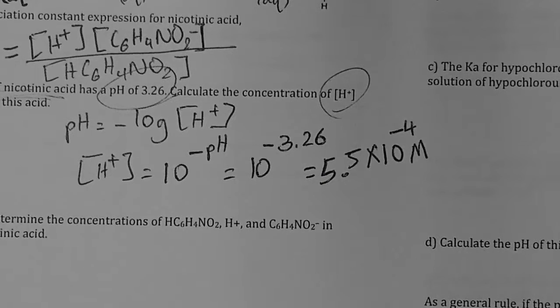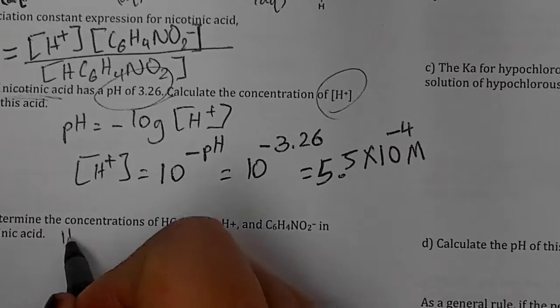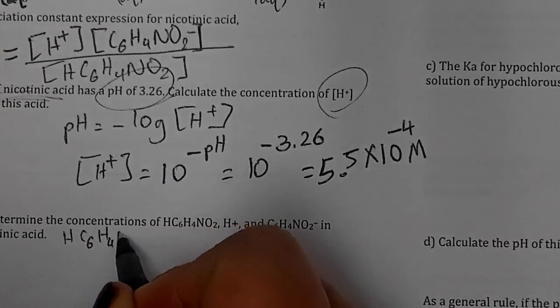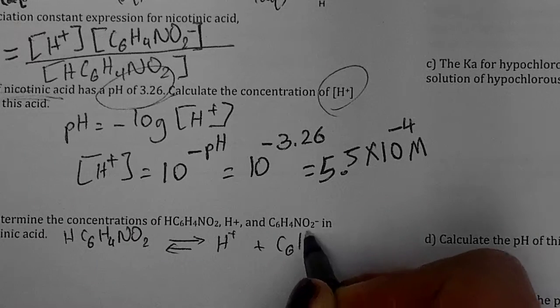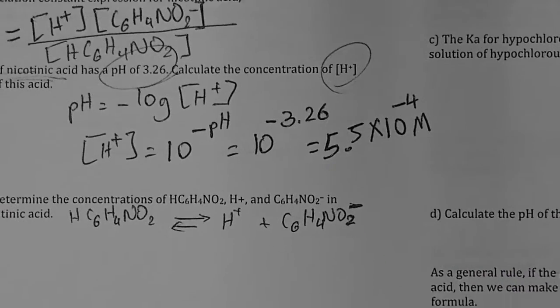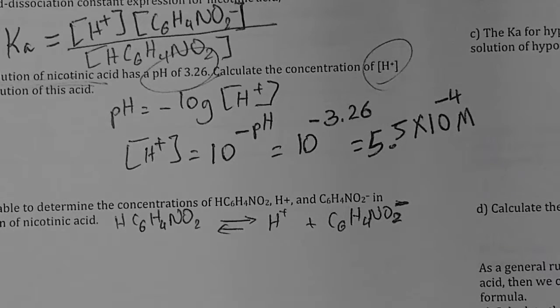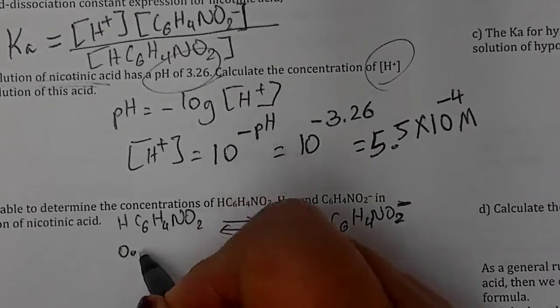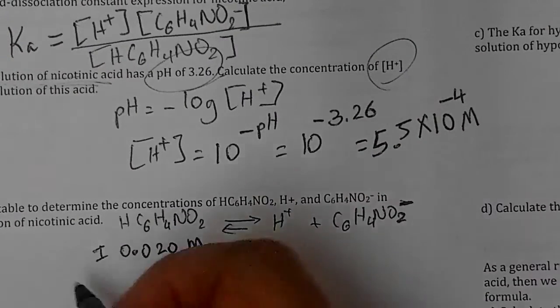Alright, part D, let's go do ice tables. Your guys' favorite, I know. Icebox. Again. Okay, icebox. So let's go, guys. C6H4NO2H goes to H plus, and then you have C6H4NO2 minus. Okay? How do you do the icebox? Well, take a look. They do give you information. They said the solution was 0.020 molarity, right? Initial.